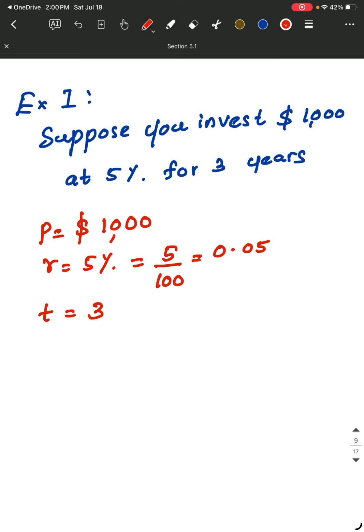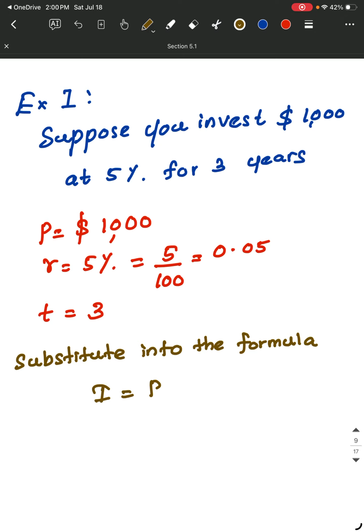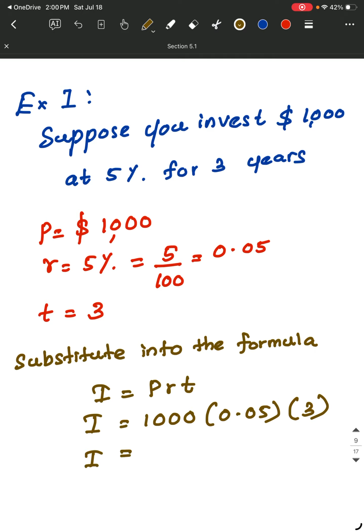Now substitute into the formula. I equals P times R times T. So P is 1000, R is 0.05, T is 3. So the simple interest, or you earn, $150. So the investment earns $150 of interest.